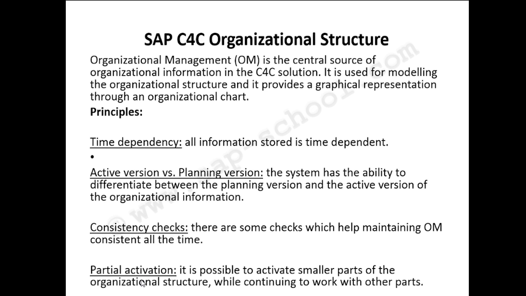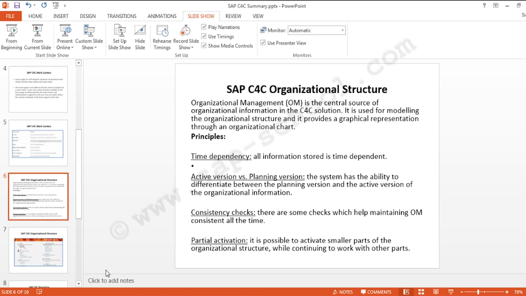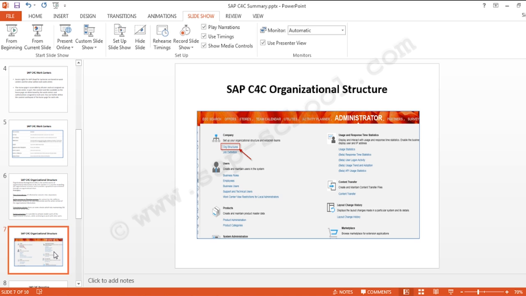Then we have the partial activation. It is possible to activate smaller parts of the organizational structure while continuing to work with the other parts. So it's not that we have to build the organizational structure completely in one go. Rather, we have the flexibility that we can create the smaller parts and activate them first and then continue to work on the other parts. So this is how we can create the organizational structures in the C4c environment. We have to use the administrator work center for this.